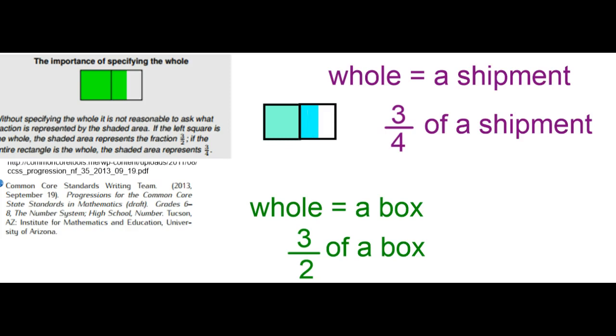If our whole is one shipment, a shipment of candy bars, which is two boxes, here we have 3/4 of a shipment. However, if our whole is a box of candy bars, we have 3/2 of a box of candy bars. We actually have more than one box of candy bars. This concept and this thinking of a whole is particularly important when students get into 5th grade and 6th grade and start doing multiplication and division.